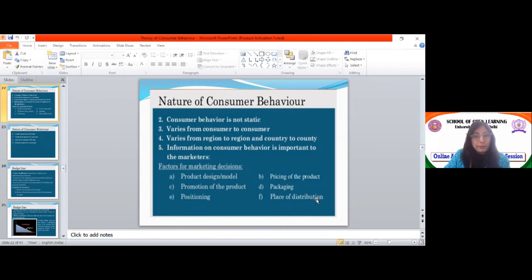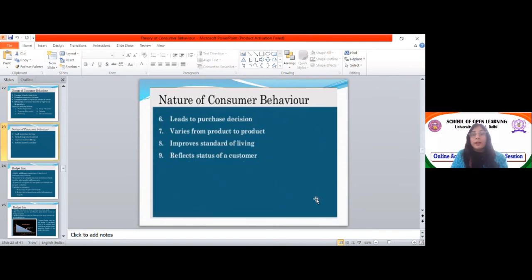Just a minute, product design, pricing of the product, promotion of the product, packaging, positioning, and place of the distribution. So these factors are just changing the market decisions. Now it leads to the purchase decision. Varies from product to product, definitely improves the standard of living, reflects the status of the consumer.